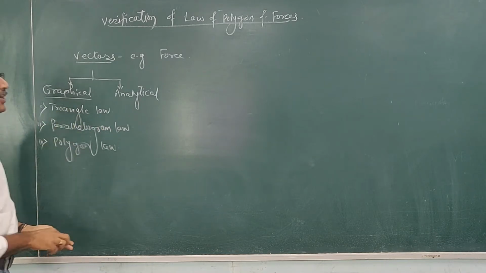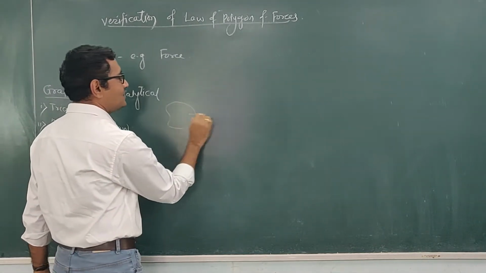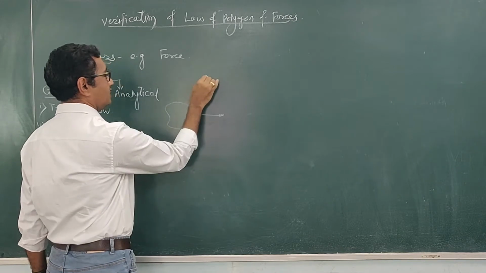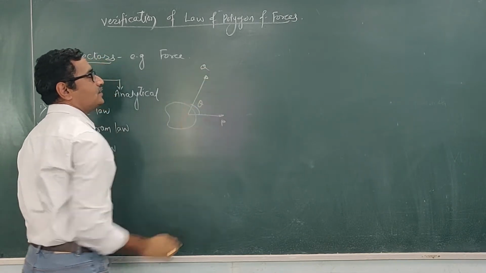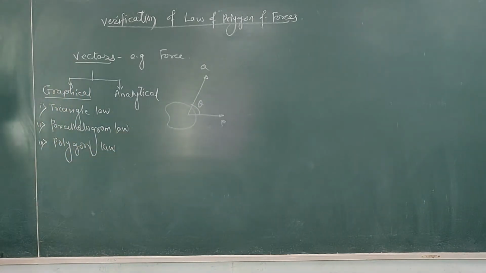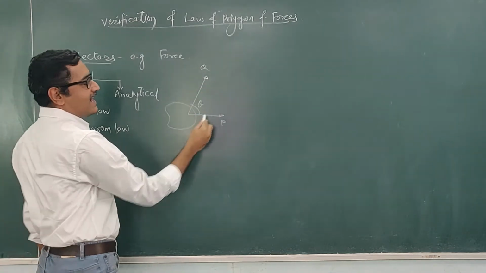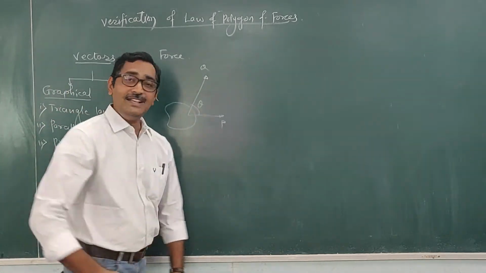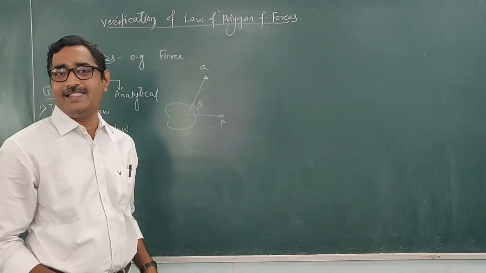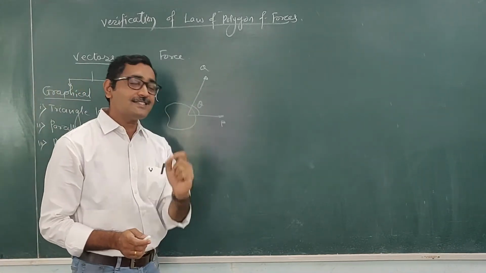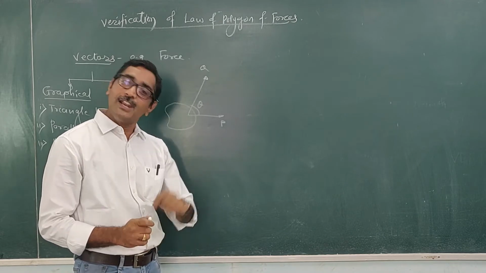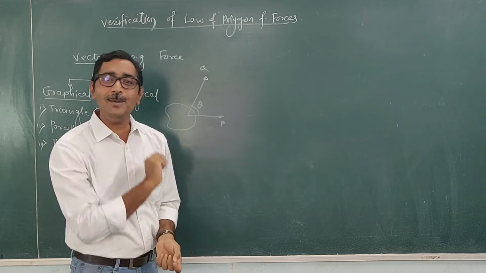Now what is the triangle law? For example, suppose 2 forces are acting on a body. Here this is P and this is Q, which makes an angle of theta degree with horizontal. If I want to add these two force vectors, the triangle law states that when two forces acting on a body are represented by the two sides of a triangle taken in order, then the third side of that triangle represents their addition taken in opposite order.